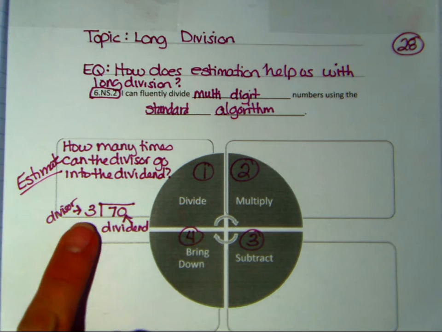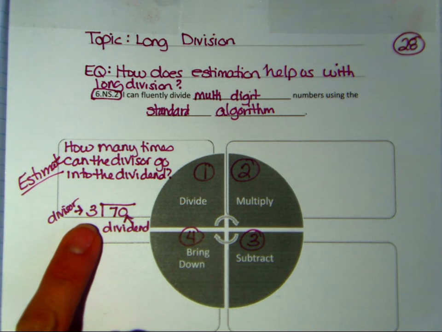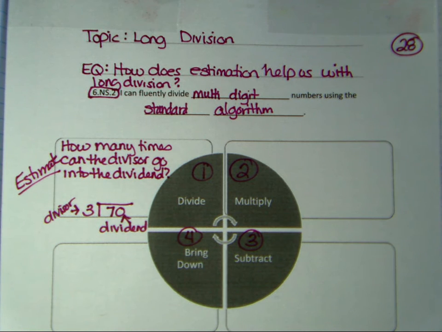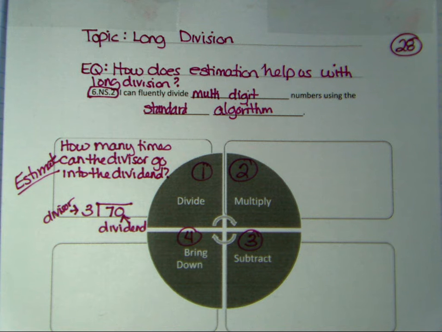So looking at our problem here, we would say, okay, can 3 go into 7? Class, can 3 go into 7? Yes. How many times, class? 2. 2 times, very good. So do you see how we made an educated guess? And that was a pretty easy one. Sometimes it's a little bit more complicated. But we're looking at how many times we think, using the information that we know, it could go in.